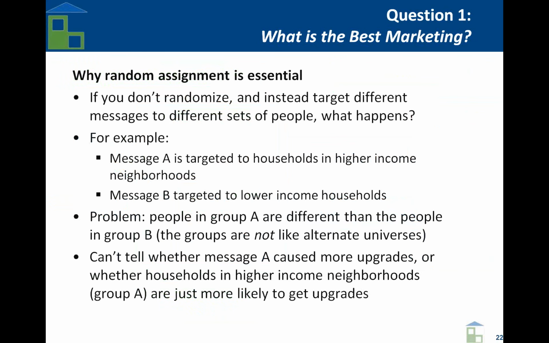Okay, so as I've stressed a few times, making sure the group assignment is truly random is essential. So let's look at what would happen if we didn't randomize and instead targeted different messages to different groups. For example, you could imagine targeting message A to people in higher income neighborhoods and targeting message B to people in lower income neighborhoods. The problem is that now people in group A and group B are different from each other. And so you can never tell whether that 5% difference was caused by the message or whether it's just that households in higher income neighborhoods are more likely to get upgrades in the first place.